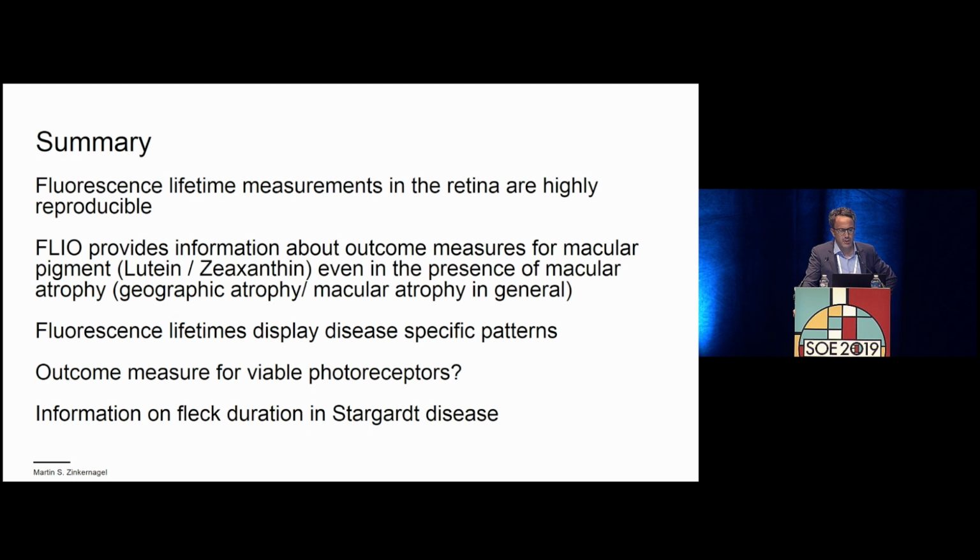FLIO provides information about outcome measures for macular pigment. We saw that in normal patients, but also in patients with age-related macular degeneration. We can identify disease-specific patterns with fluorescence lifetime imaging, and it may provide additional parameters for outcomes, especially in diseases such as Stargardt disease, or choroideremia.